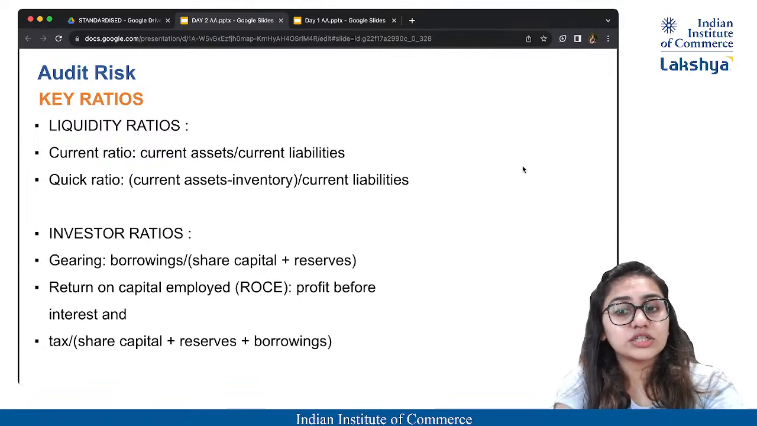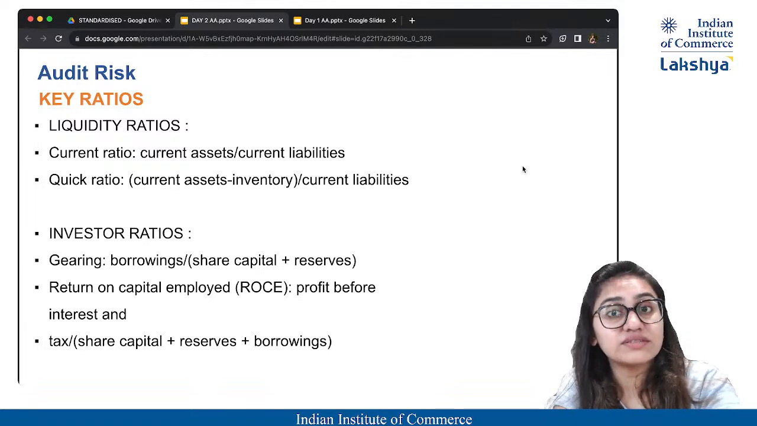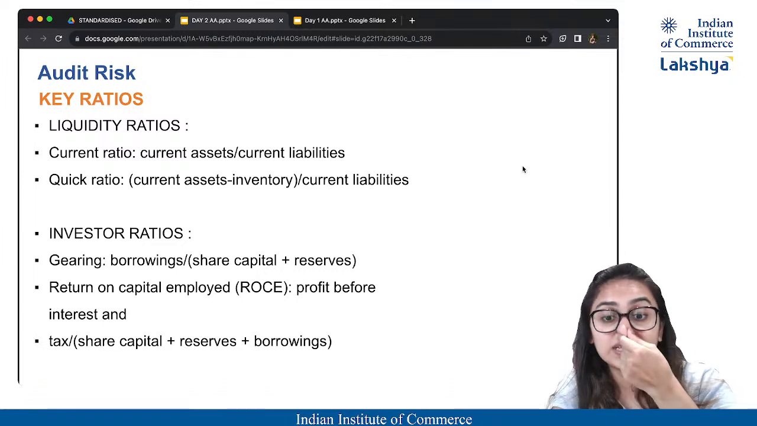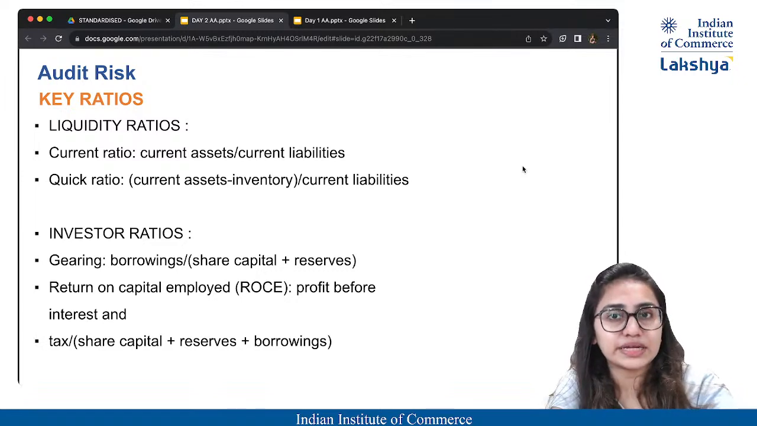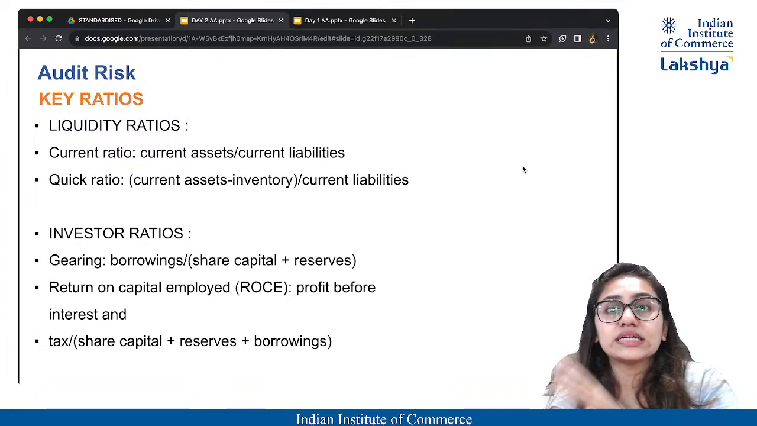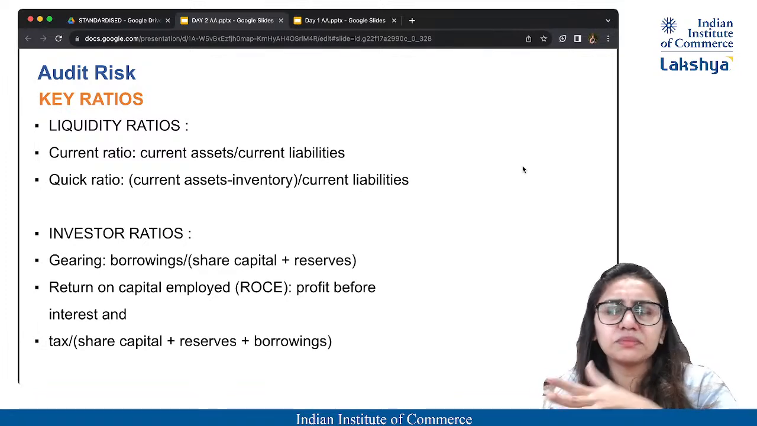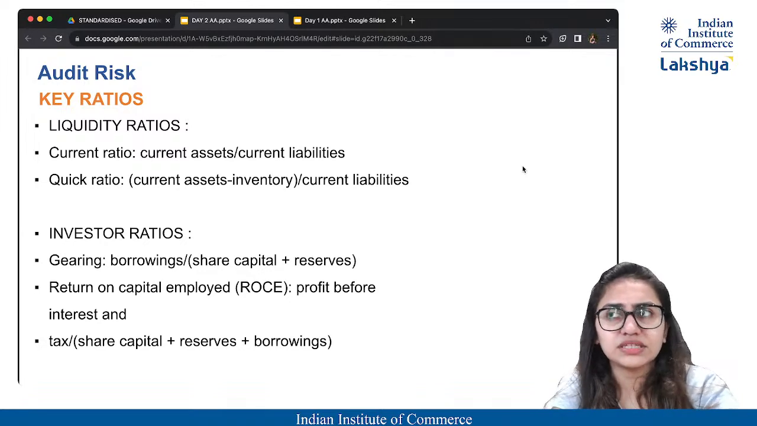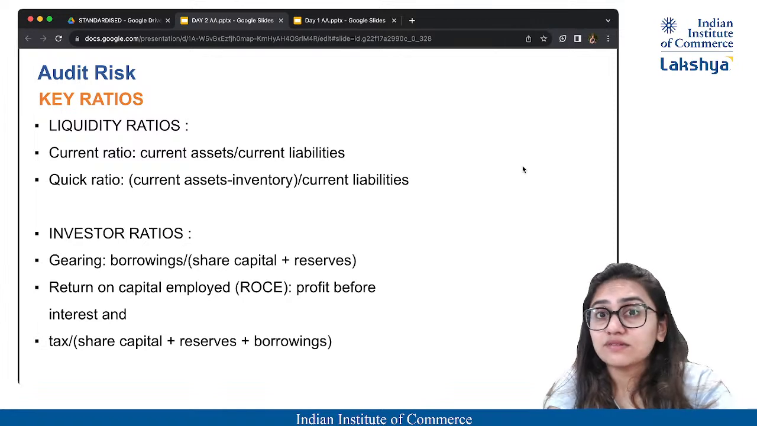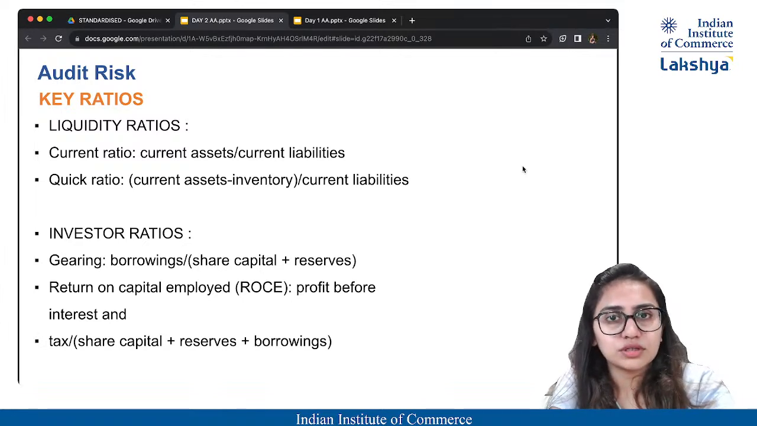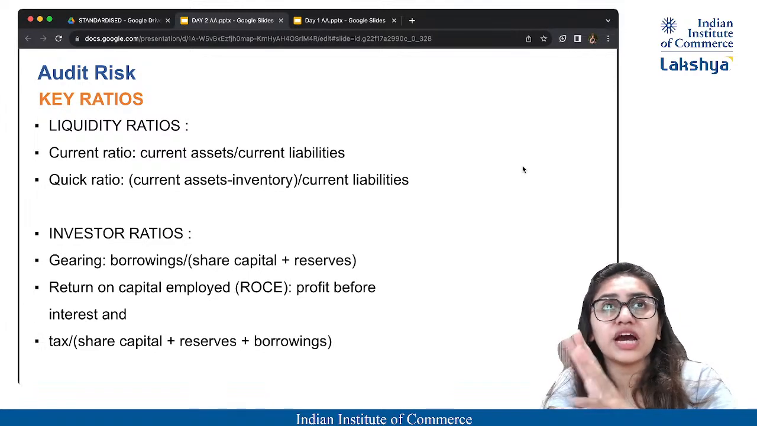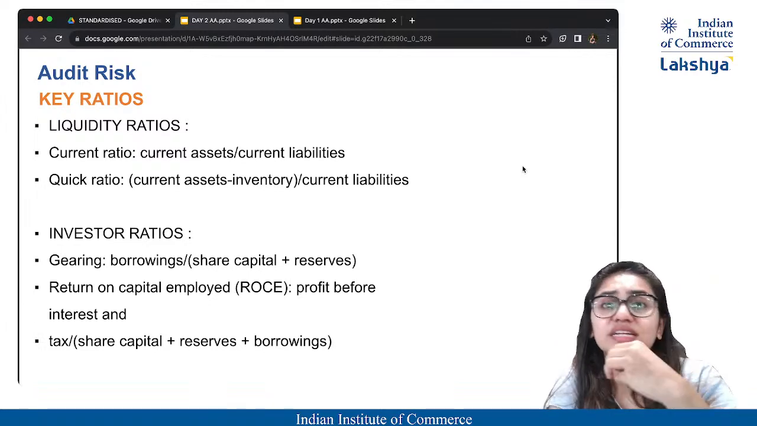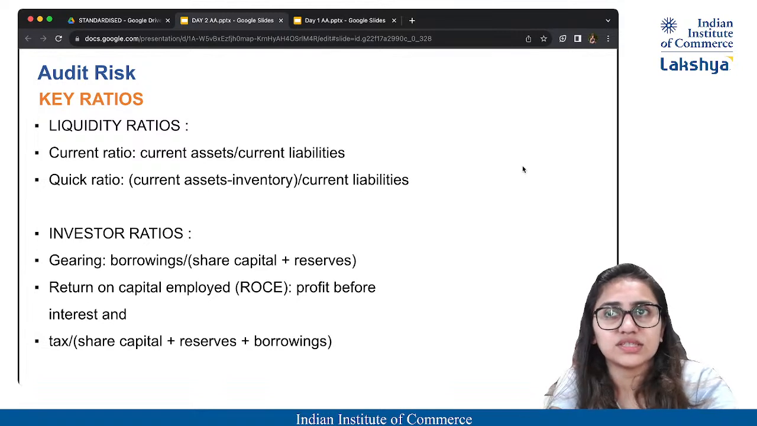Then the investor ratios. For the investors, gearing ratios. Gearing means finding out how risky a company can be. There are different categories of investors. All the investors are not the same. If you ask me, I'm a medium category investor. Medium as in medium risk. Some investors are risky investors. They like more risk, more return. They are willing to take that risk. So if they are investing in a very risky company, either they are getting a very large return or they are getting nothing at all. That is a risky investor.